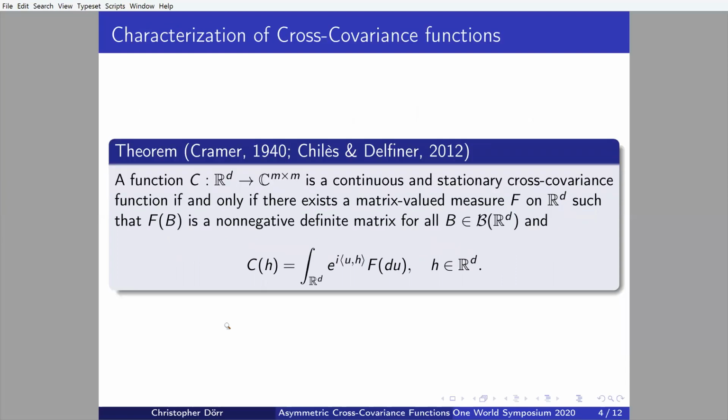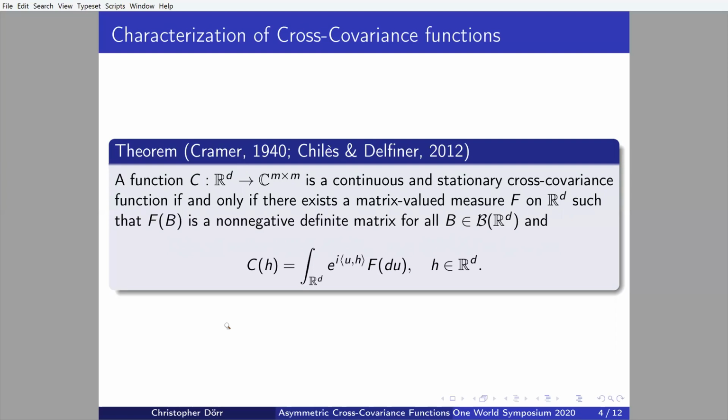From a theoretical standpoint, the problem of characterizing cross-covariance functions is solved for stationary and continuous ones, as we have this multivariate version of Bochner's theorem saying that every stationary and continuous cross-covariance function is the Fourier transform with regard to some matrix-valued measure on R^d, which forms a non-negative definite matrix when evaluated at Borel sets B.